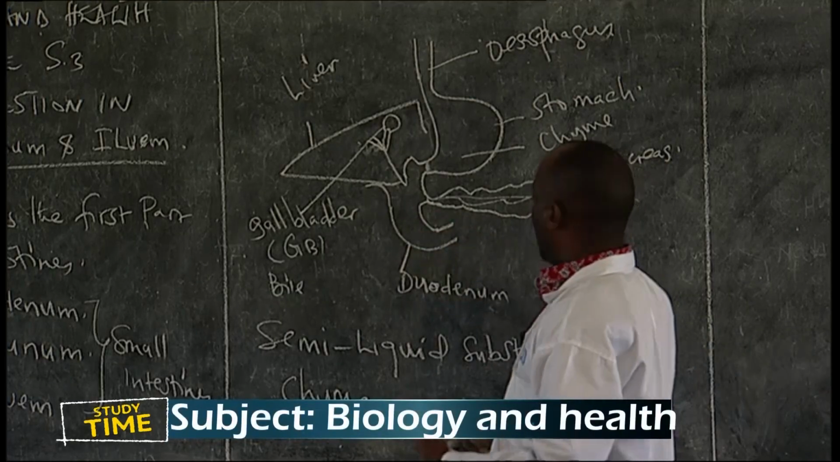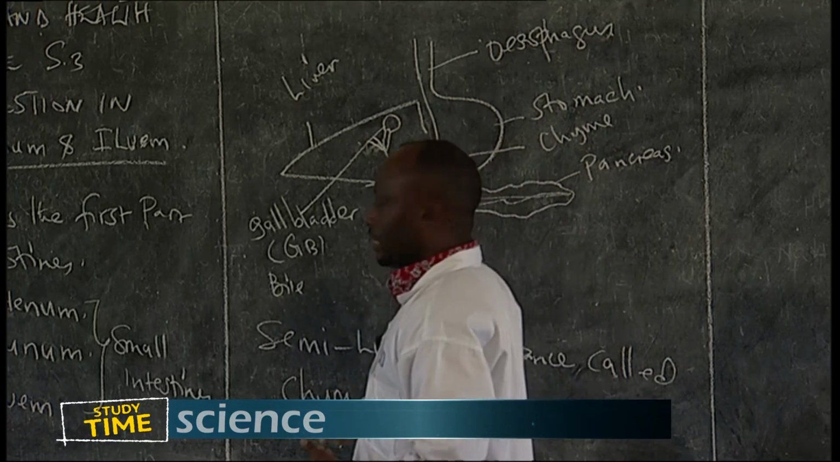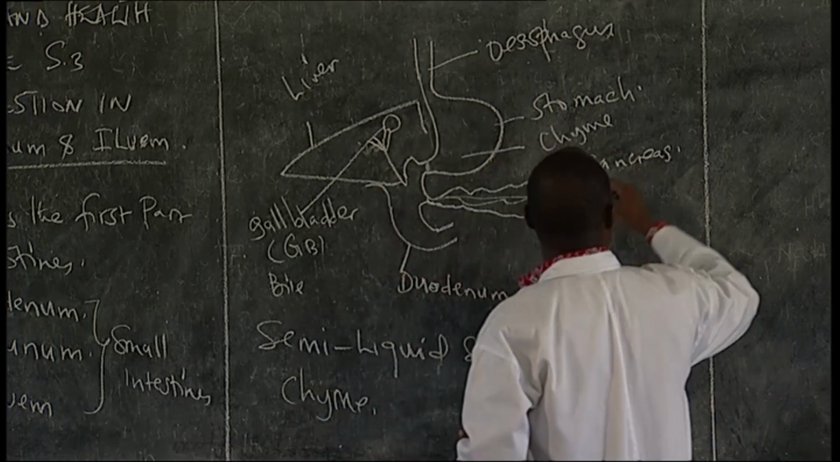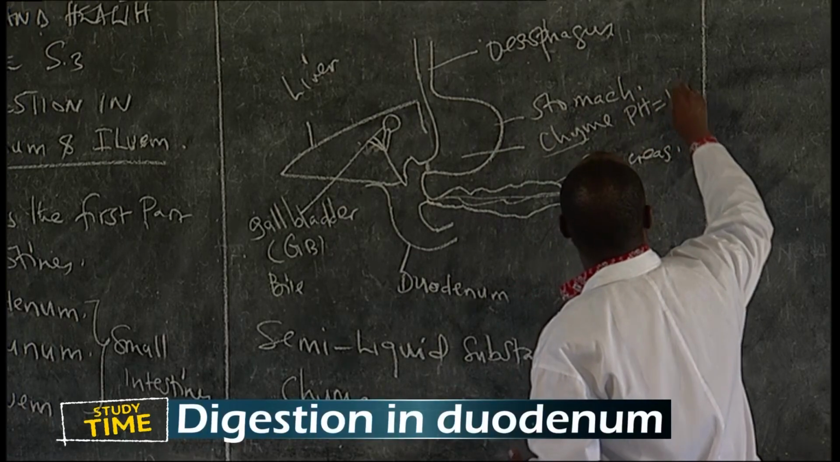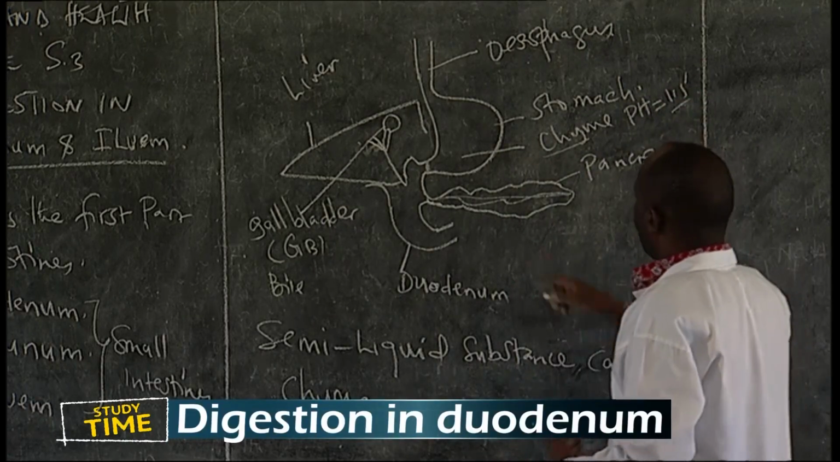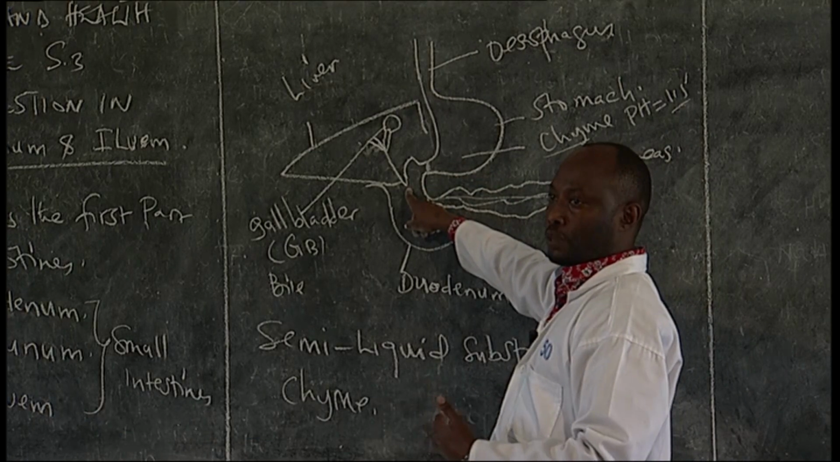Now, after reaching the duodenum, we know the chyme comes from the environment in the stomach, where the pH is around 1.5. Now, if that chyme is going to be pushed into the duodenum, it means it has to be neutralized.